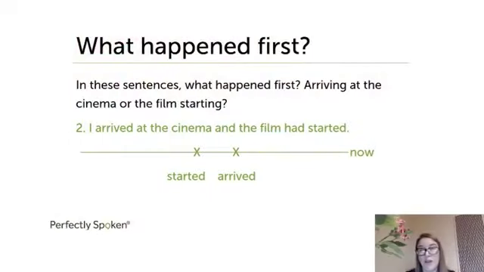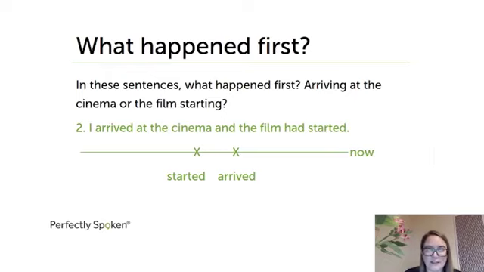So we use this to show that something happened before another event. So in this situation, if somebody says to you, I arrived at the cinema and the film had started, your reaction would be, oh dear, I'm sorry, what a shame, because the person is explaining to you that they missed the beginning of the programme.